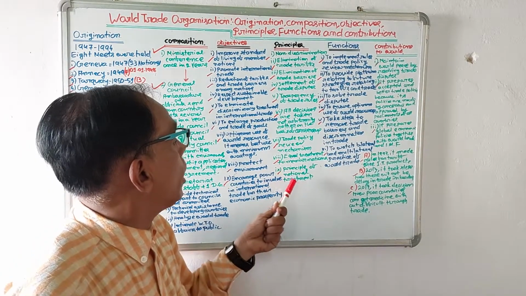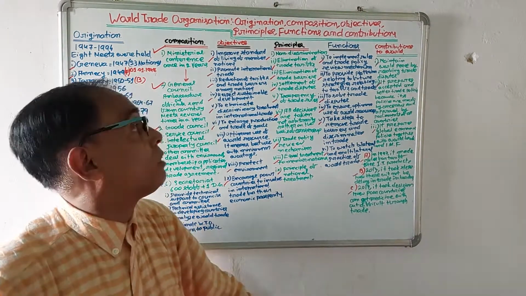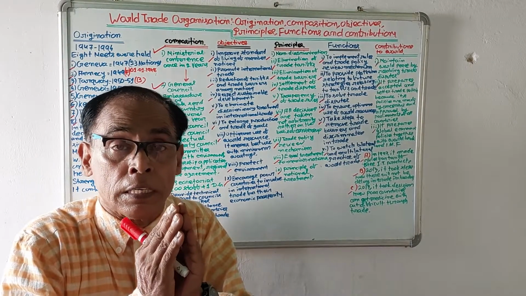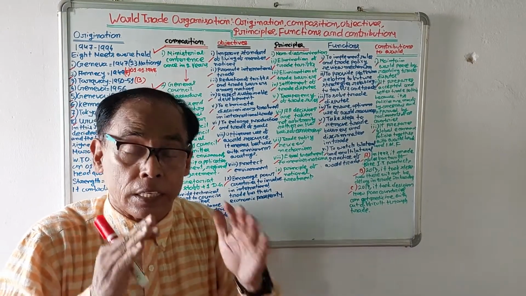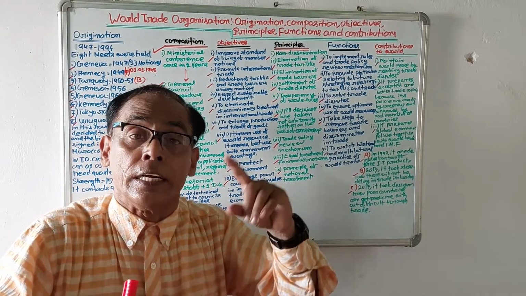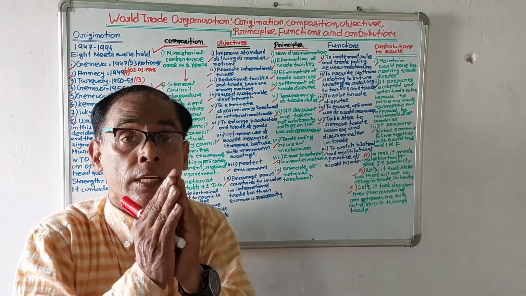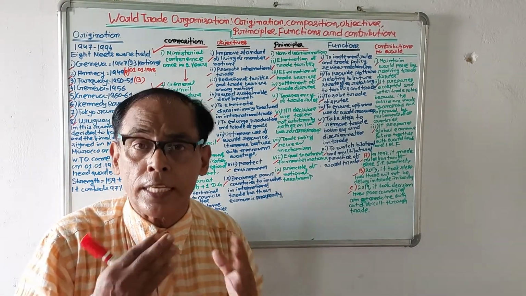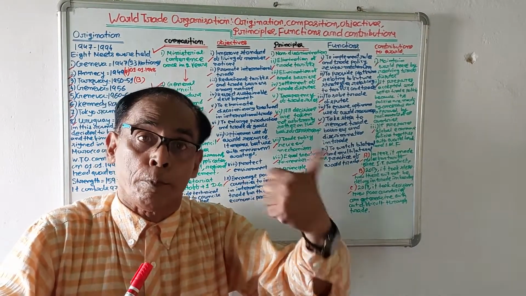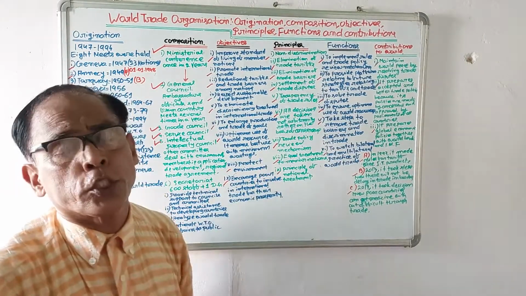Then principles of national treatment. Another important principle of WTO is to give national treatment. It means a country should not favor its citizens over foreigners, its goods over goods from other countries. It is known as national treatment. So national treatment means a country should not discriminate between its citizens and foreign citizens, its goods and foreign goods. So these are all the principles of WTO.